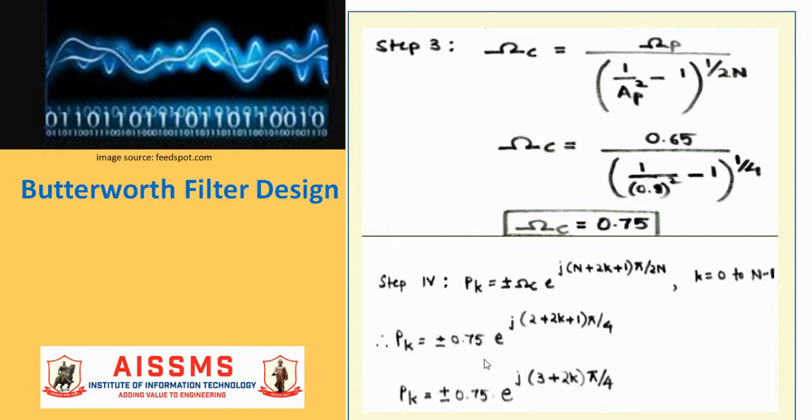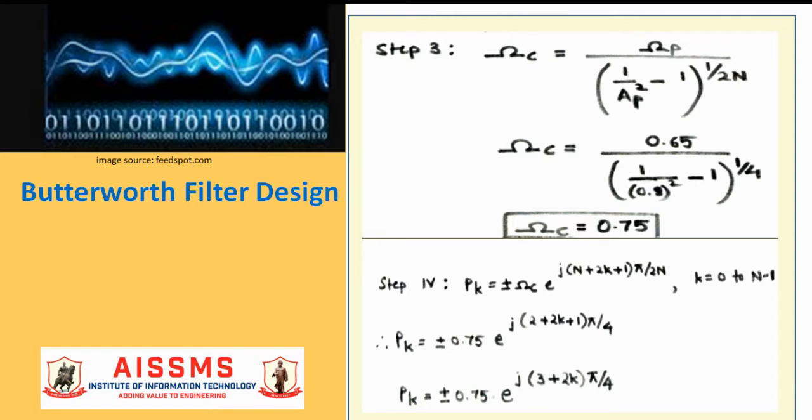In step number 3, we need to calculate the cutoff frequency Ωc, and it is given as Ωp upon (1/Ap² minus 1) the whole raised to 1 upon 2n. Substituting the values of Ωp, Ap and n, we get Ωc as 0.75.